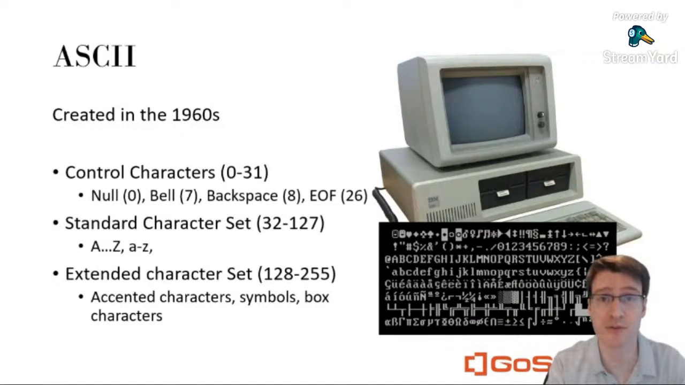Then we have the standard character set. These are the printable characters, so all characters from A to Z in uppercase and lowercase are in this range. Then we have the extended character set. This is the final part of ASCII, and it is needed for accented characters and special characters. For example, in French we have accents over multiple characters, and the same thing for Spanish. These need to be defined in some way, so they are defined in this range.